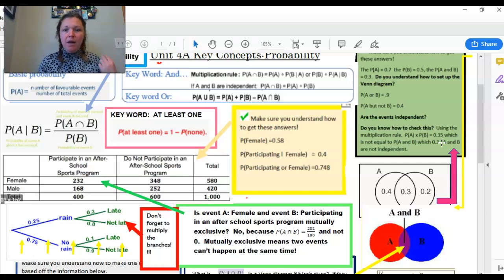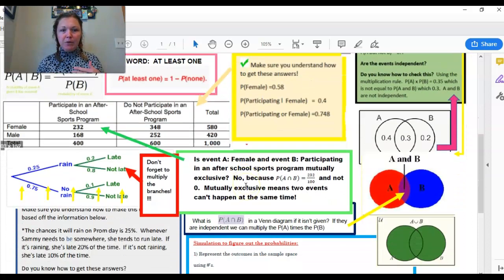If something's mutually exclusive, all you have to do is show that it's not equal to 0 or it is equal to 0. So if I'm asking if being a female and participating in after school events is mutually exclusive, don't give me some long answer. All you have to do is say no, because the probability of being female and participating in after school sports at the same time is 232 out of, that should be 1,000, not 100. And that's not 0. That's all you have to say. Mutually exclusive, two things can't happen at the same time. All right, let's keep cruising through here.